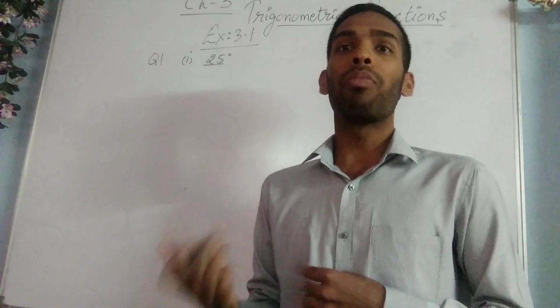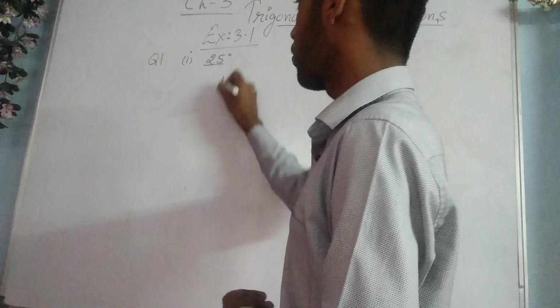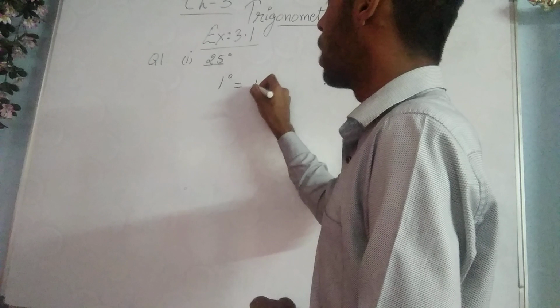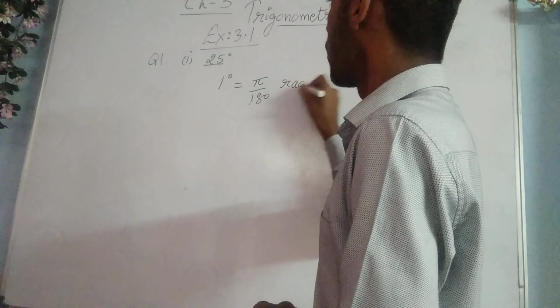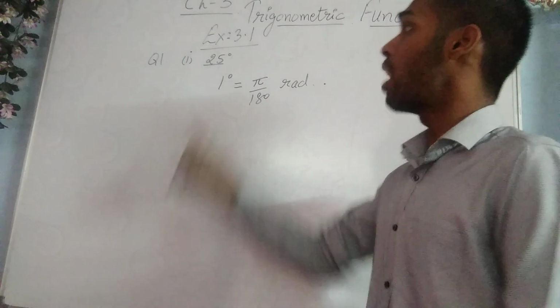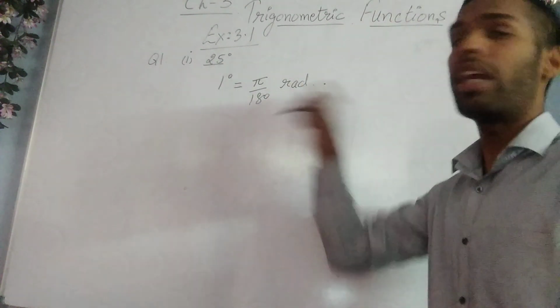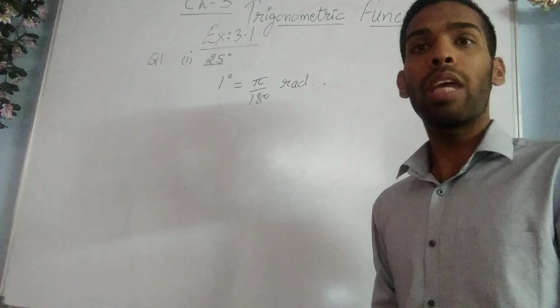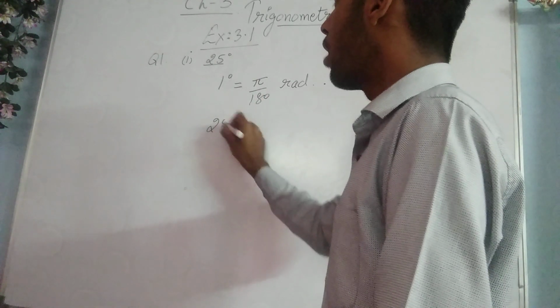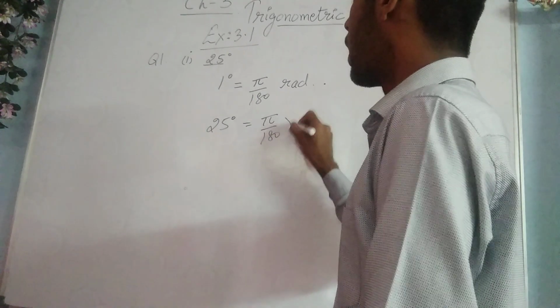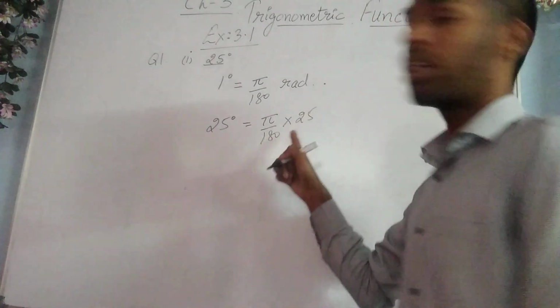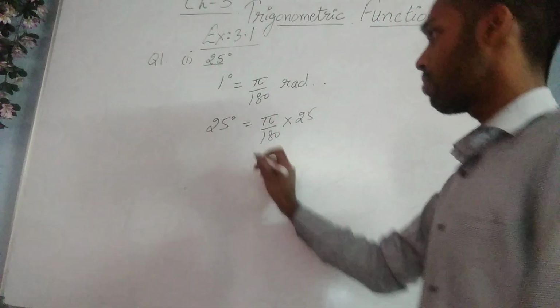180 degrees equals pi radians, or 1 degree is equal to pi upon 180 radians. Using this very formula, we will evaluate this 25 degree measure. So if 1 degree is equal to pi upon 180 radians, how much will 25 degree be equal to? 25 degree will be equal to pi upon 180 into 25. Multiply this 25 to the right hand side also.